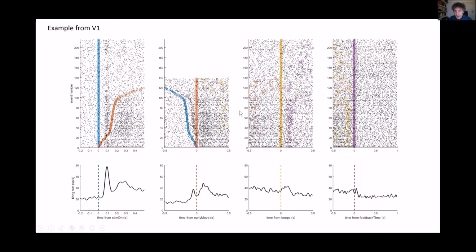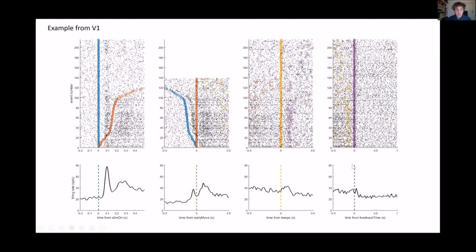And you can see now that the first response follows the stimulus onset, and the second one follows the movement. Here we're doing the same thing, but with the beep time in yellow and the reward delivery time in purple. And there's not a huge amount going on. Maybe the cell's suppressed a bit when the reward is being consumed.